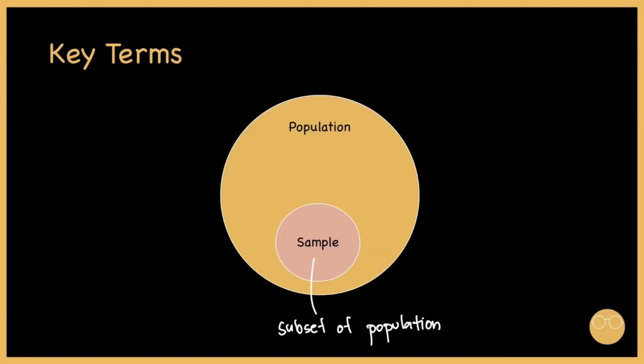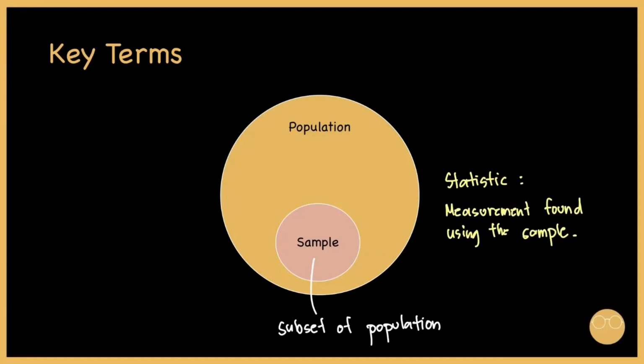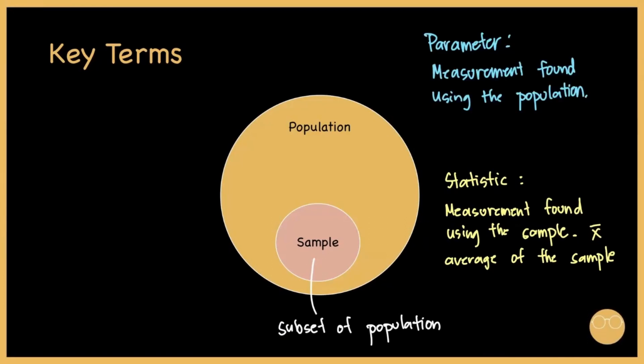For the sample data, we can calculate a statistic. A statistic is a measurement found using the sample. Commonly, it will be represented as X bar, which is the average of the sample. Then, if we are referring to a population, a parameter will be established. A parameter is a measurement found using the population. It is commonly denoted as mu, which is the average of the population.